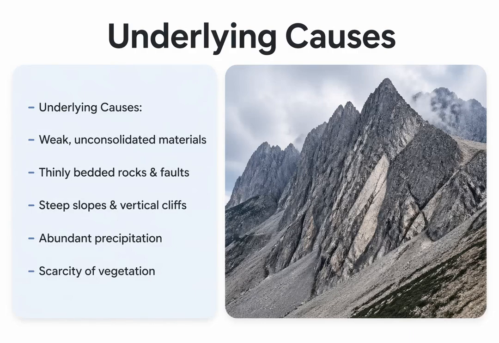Several natural conditions make a slope more prone to mass movements. Slopes composed of weak, unconsolidated materials or thinly bedded rocks are naturally fragile. The presence of geological faults, steeply dipping beds, or vertical cliffs also increases the risk. Add in environmental factors like abundant precipitation, torrential rains, and a scarcity of vegetation to anchor the soil, and you have a prime environment for slope failure.